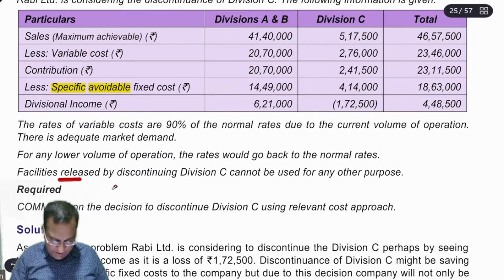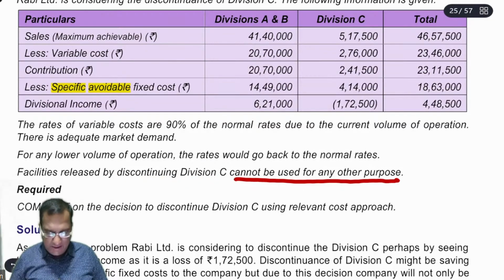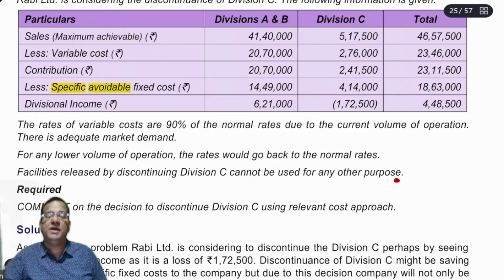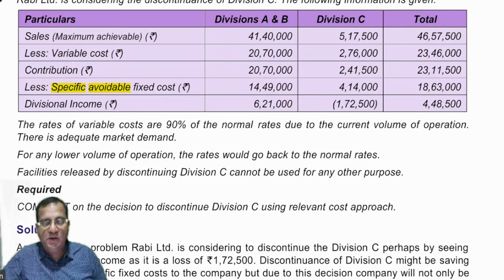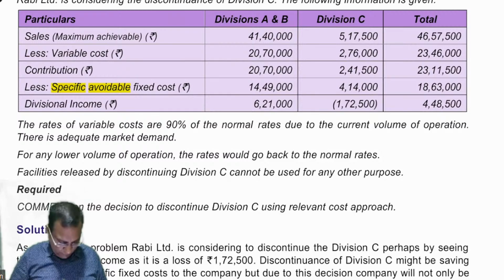Facilities released by discontinuing Department C cannot be used for any other purpose. There is specific machinery for Department C. Might be there is dedicated space for Department C. It has been clearly given that if you discontinue Department C, then the same facility cannot be used anywhere else in the organization. It will remain idle.